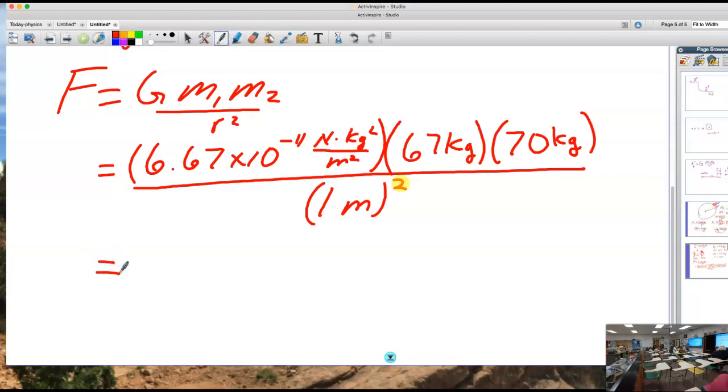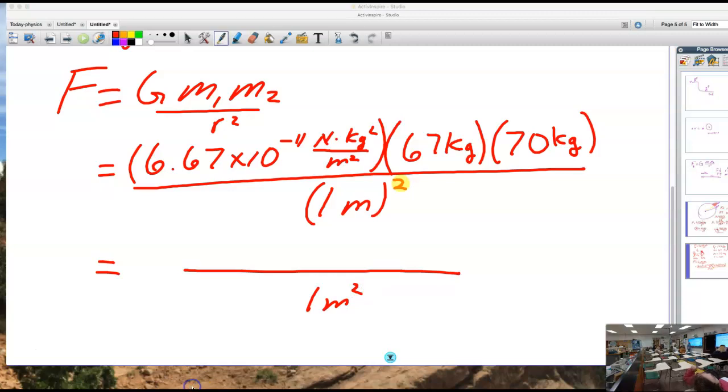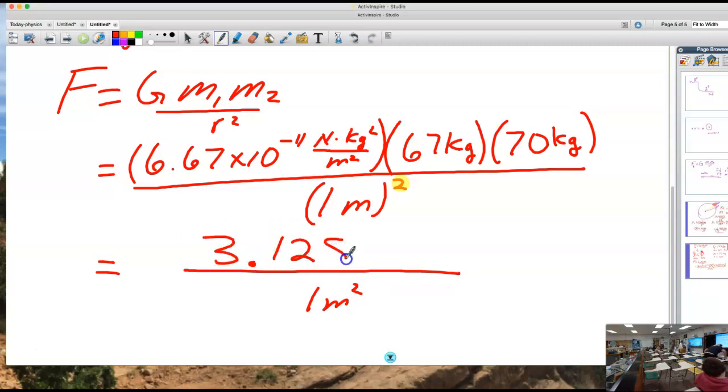So calculators then. We need to do the top: 6.67 times 10 to the negative 11 times 67 times 70. Tell us what that is. I'll do the bottom for us. TI 92. 3.128 times 10 to the negative 7.